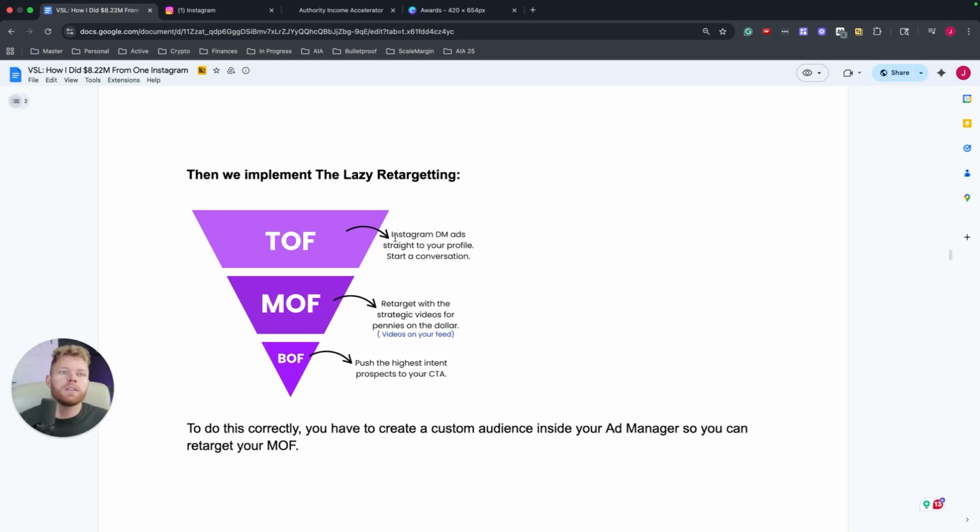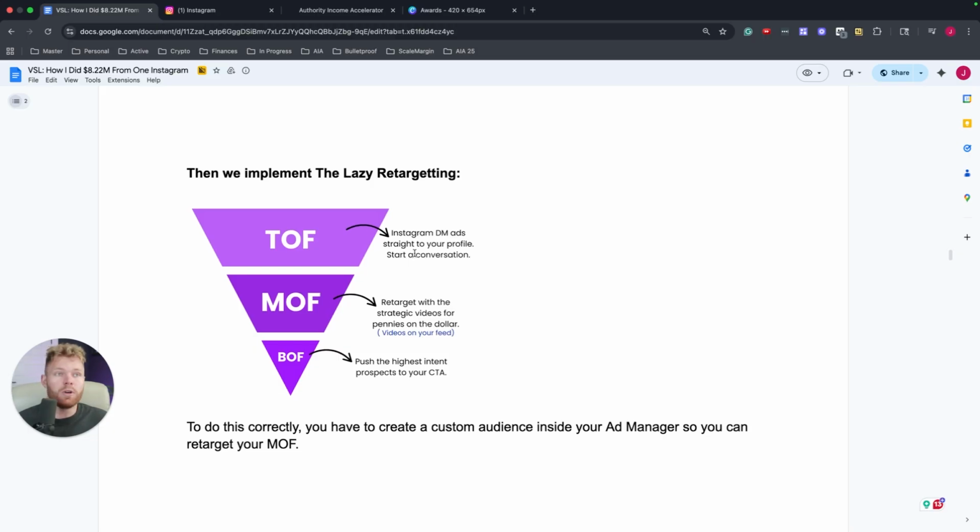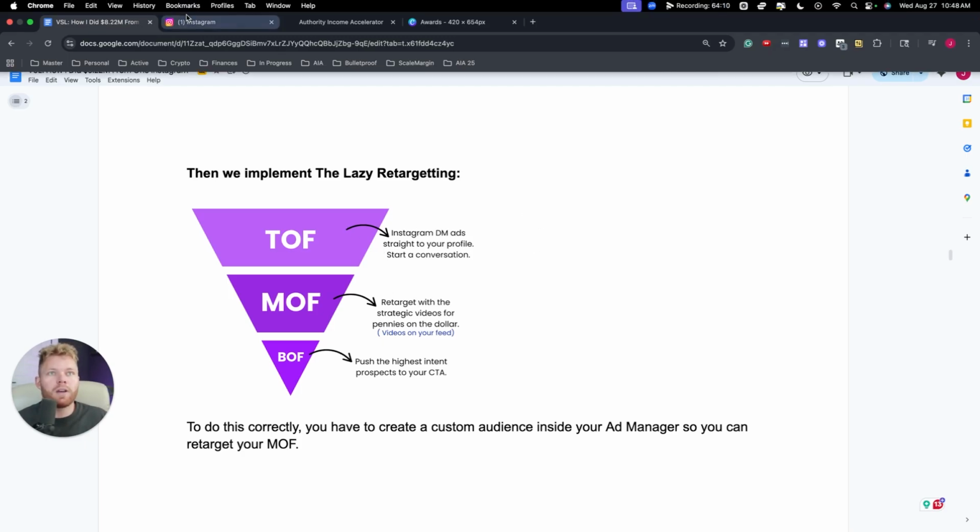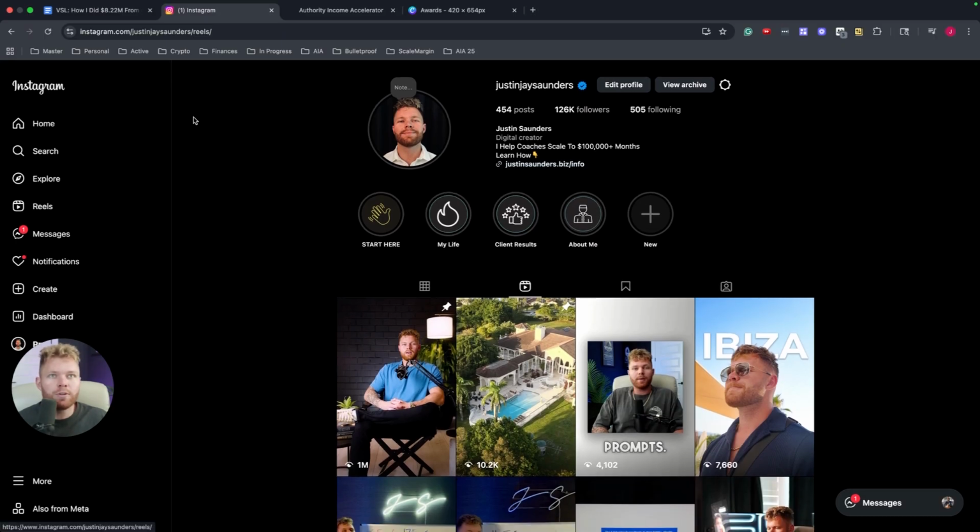If you've never seen a chart like this, top of funnel, middle funnel, bottom of funnel. Top of funnel is basically what we do on here: the Instagram DM ads straight to your profile to start a conversation, right? We'll have call to actions here. We'll have visit my profile. We'll just have videos directing people to the top of the funnel. This is the top of the funnel right here.